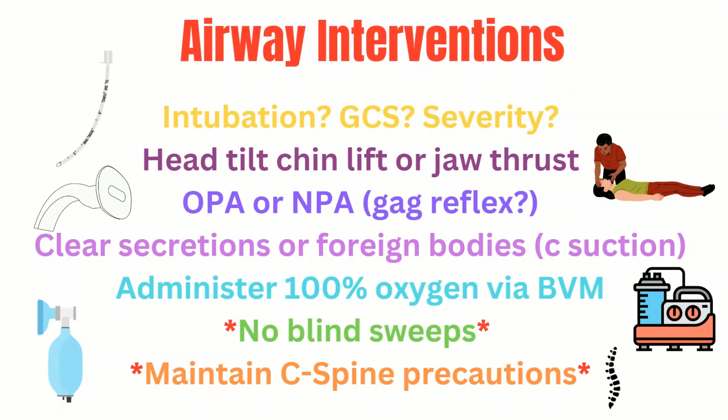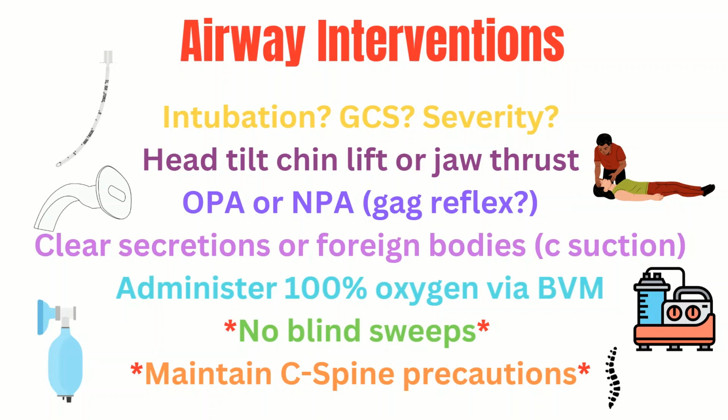Let's continue. Does the patient have any vomit, blood, or secretions that need to be suctioned? That's why it's important that we have suction available so that when it comes to assessing the airway, we can suction things out if needed. And also remember to never perform blind sweeps because you can push a foreign body deeper in. And always maintain C-spine precautions if they're indicated, especially in your trauma patients.